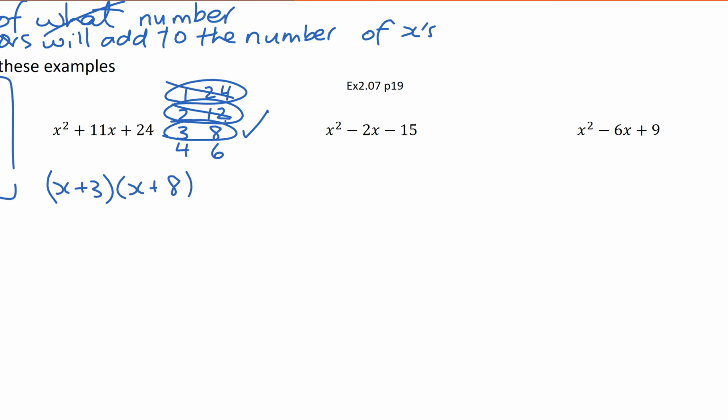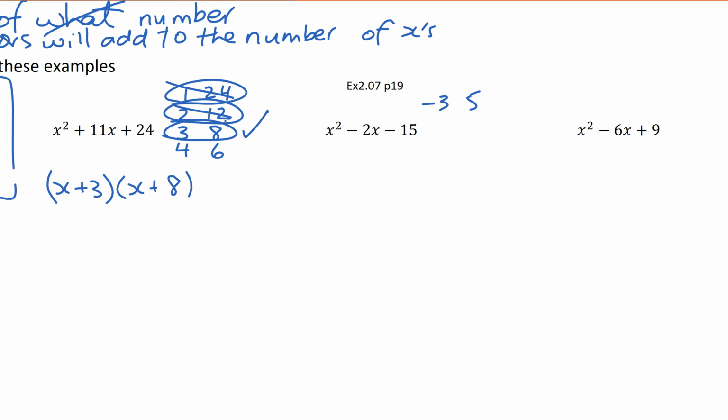And the last two are a little bit harder. Why are the last two harder? Because there's a negative in there. So what are the factors of negative 15? Negative 3 and 5. They are factors of negative 15. Those two will multiply to it. Do they add to negative 2? No, so they're not the ones I'm looking at.